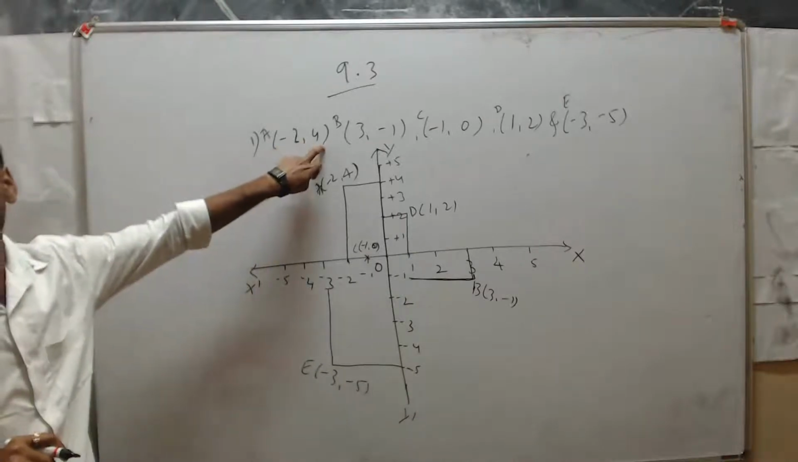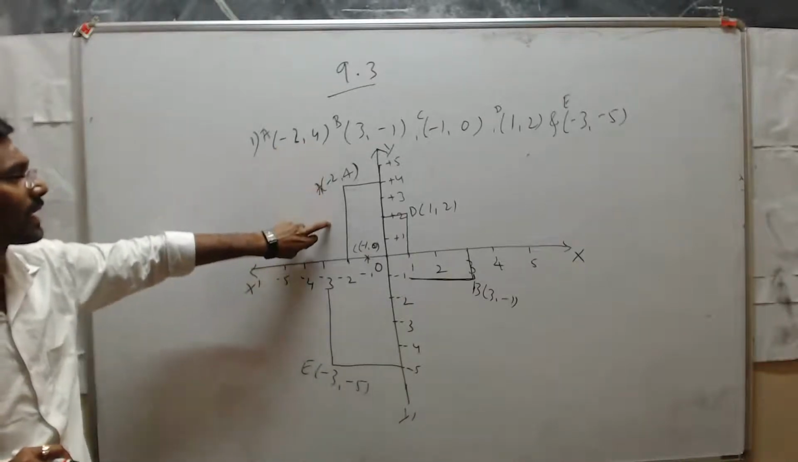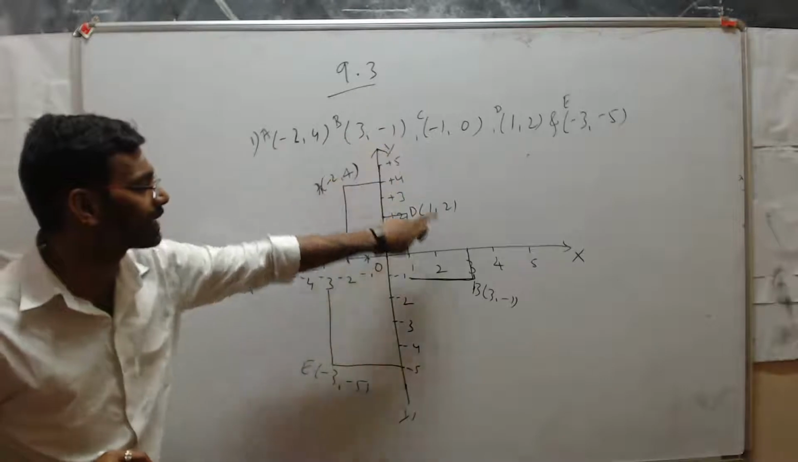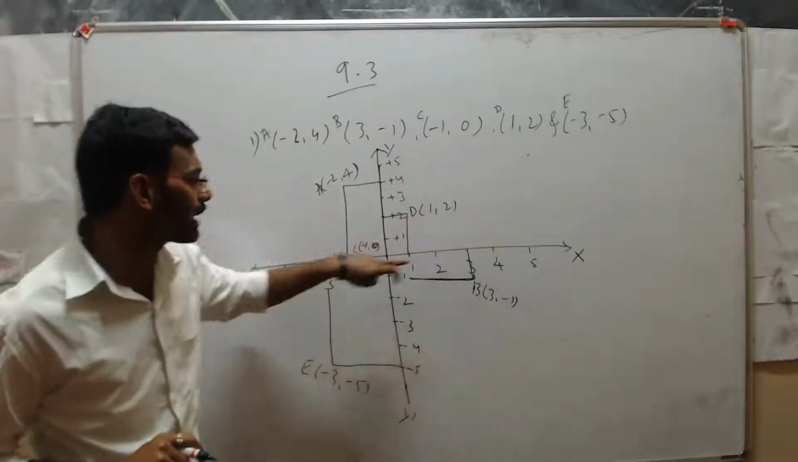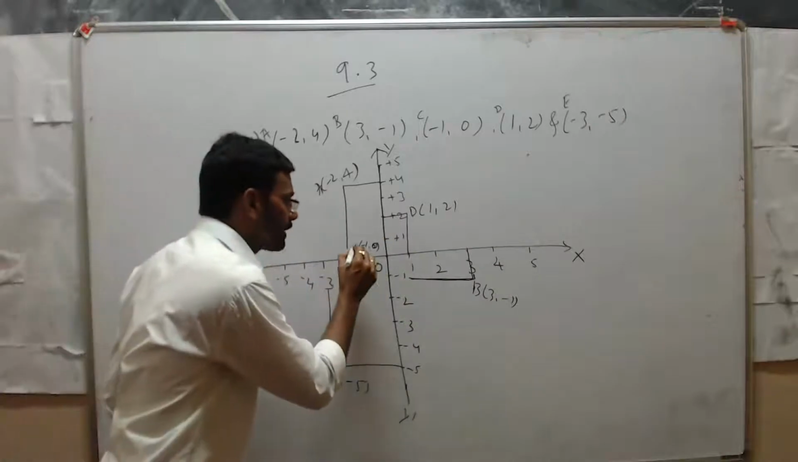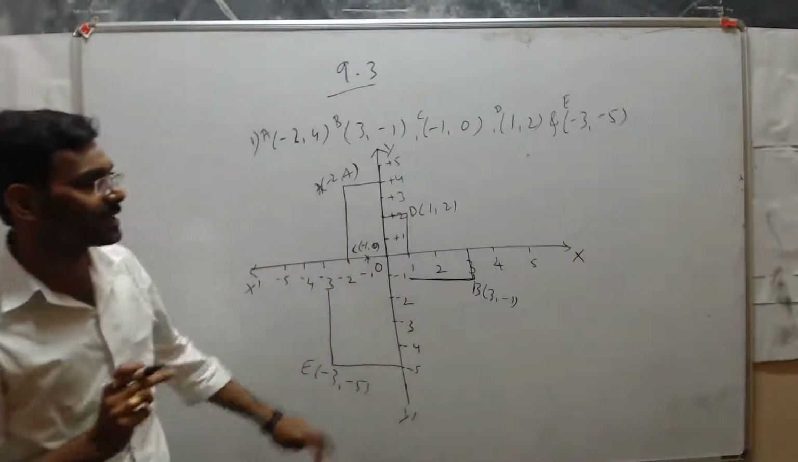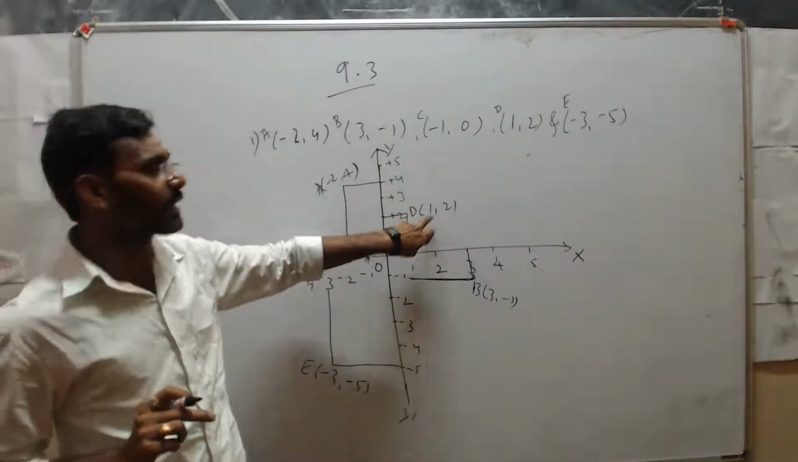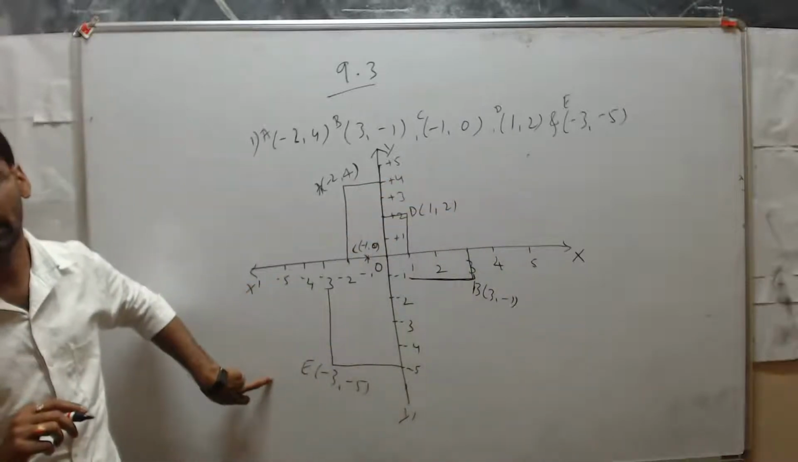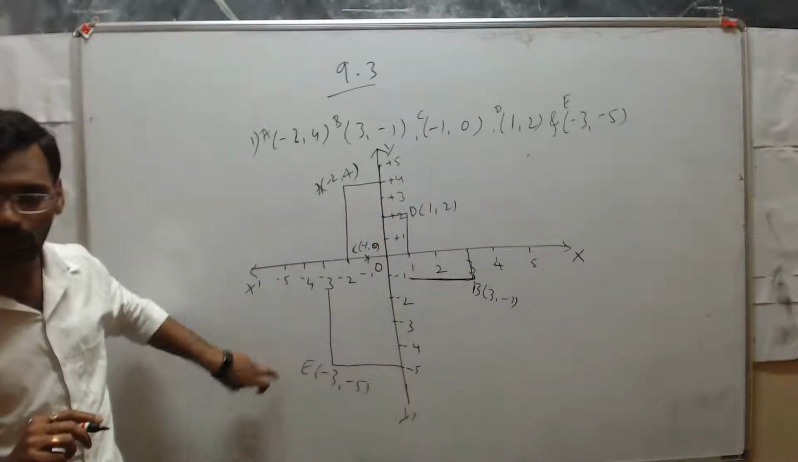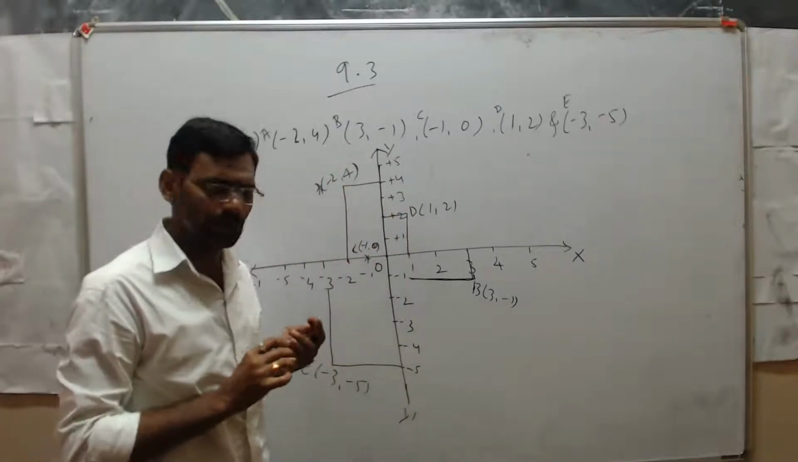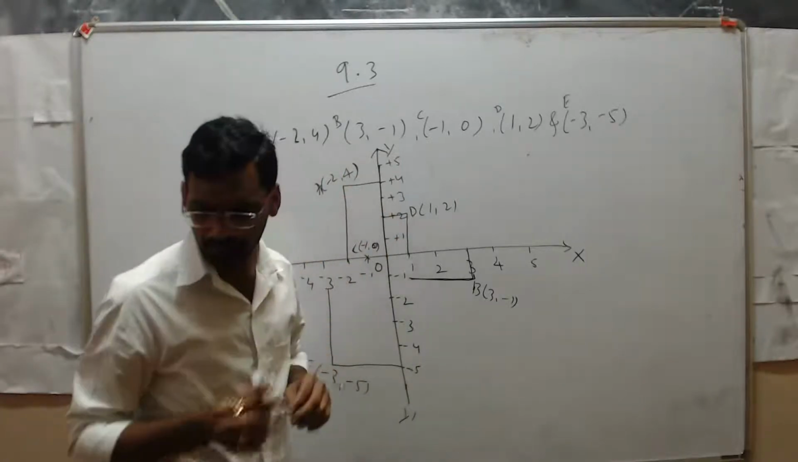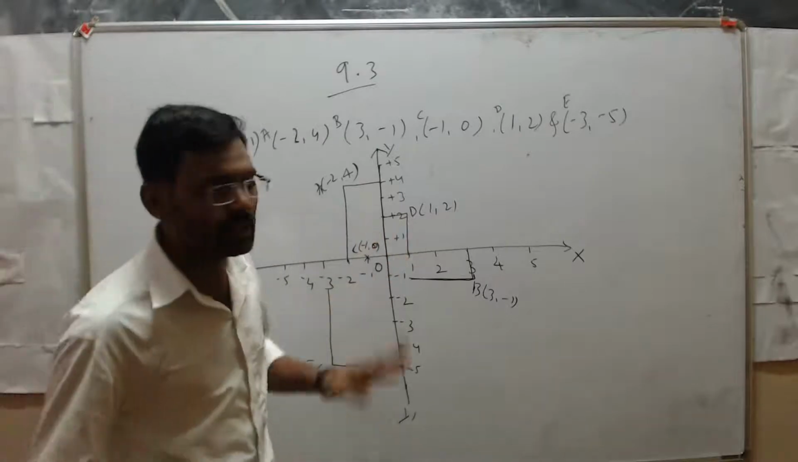Now minus plus, which quadrant? Second quadrant. Plus minus, which quadrant? Fourth quadrant. Minus 1 comma 0 means y value 0, the point lies on the x axis. Both positive means first quadrant. Both negative means third quadrant. Now this is the representation of points on the Cartesian plane. You can use graph sheet or graph paper. Don't worry. Now the first one is over.